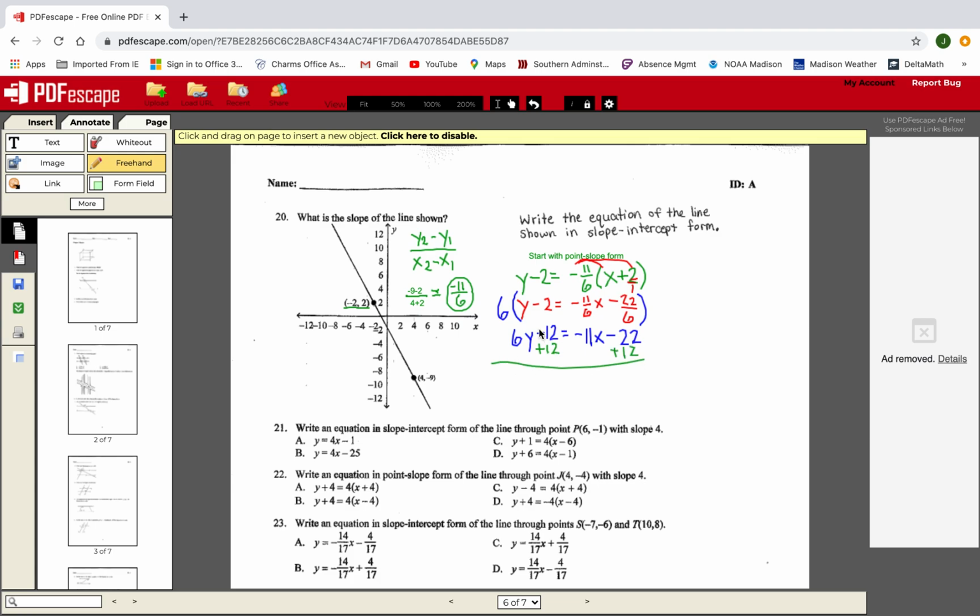Okay, negative 12 plus 12 on the left cancels out. I have 6y on the left equals negative 11x. Okay, and then I've got negative 22 plus 12. Negative 22 plus 12 is going to give me negative 10. My last step then would be to divide both sides by 6, and then I'll be done.